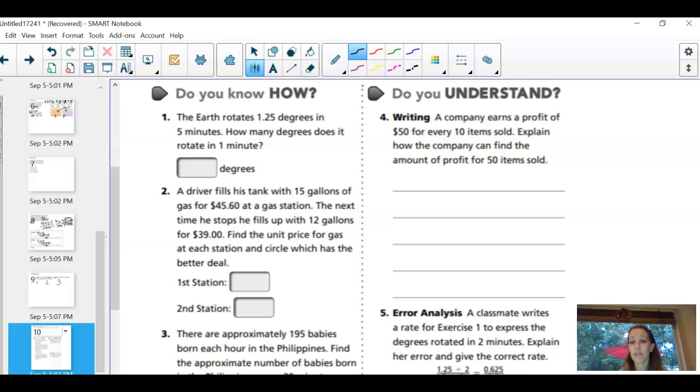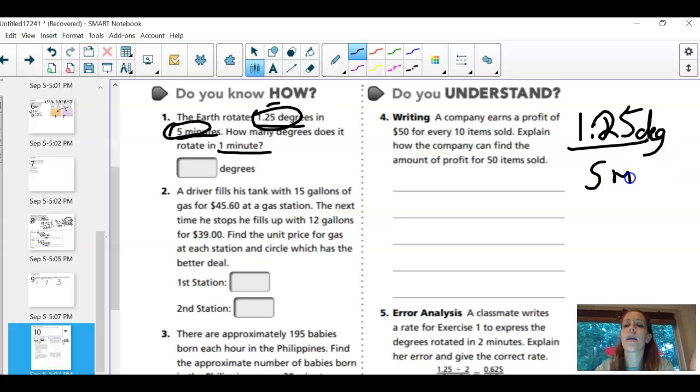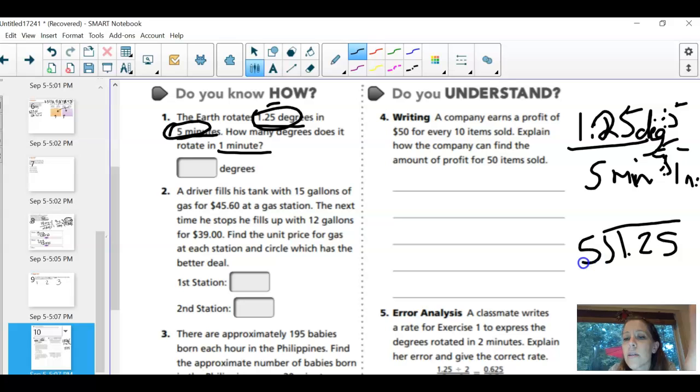Keep in mind that we're skipping certain things. So when I'm looking at the Earth rotates 125 degrees in 5 minutes, and I want per 1 minute, okay, you're going to get a problem that looks like this, okay? So that means that you're going to have 1 down here, and you're going to divide this by 5, okay? So when you're messing around with decimals like this, don't worry about the decimal. Divide it like normal, and then bring the decimal up.